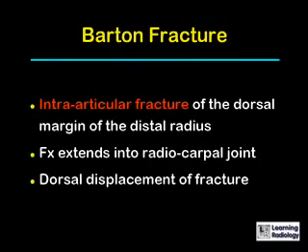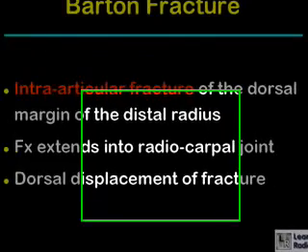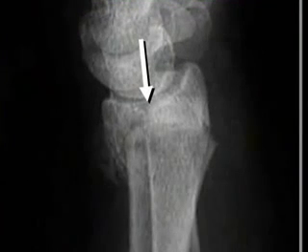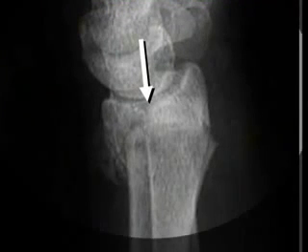A Barton fracture is an intra-articular fracture of the dorsal margin of the distal radius. The fracture extends into the radiocarpal joint. There is usually dorsal displacement of the fracture, and this is an example of a Barton fracture. The white arrow is pointing to the intra-articular component of the fracture of the distal radius.